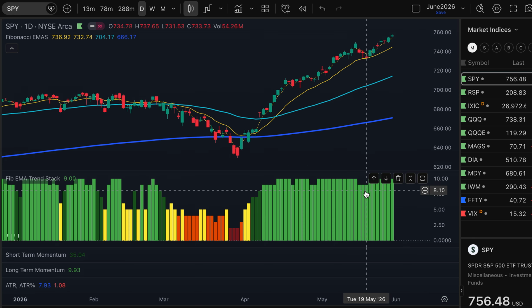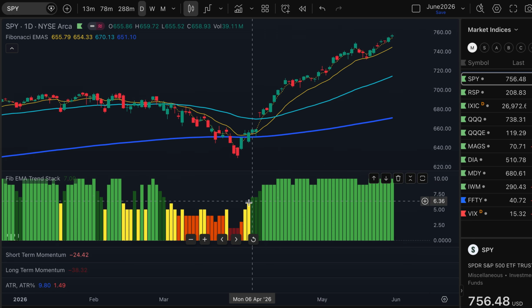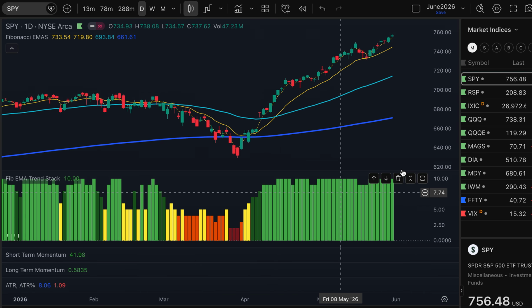So I've color coded the 9s and 10s this light green. Back here we were at an 8. I've color-coded 8s and 7s as dark green. Yellow is 5s and 6s. Orange is 4s and 3s. And then red is 2s and 1s. Zeros don't show up on the histogram.